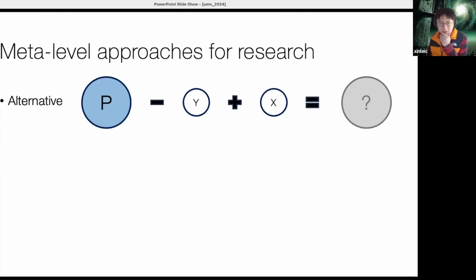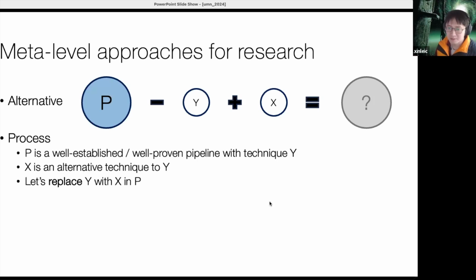And then the third approach is a combination of additive and ablative research. But I want to mention this because, well, let's first talk about the process. It's very simple. So you have a P, with some component Y, and X is an alternative technique to Y. So let's just replace Y with X in the pipeline.